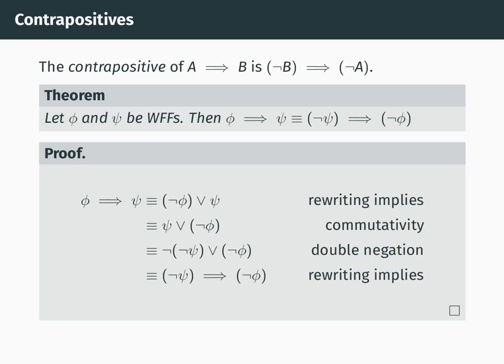Okay, next logical equivalence is about a thing called the contrapositive. So the contrapositive of a logical statement of the form A implies B is not B implies not A. And what our theorem here says is that any implies statement is actually logically equivalent to its contrapositive.